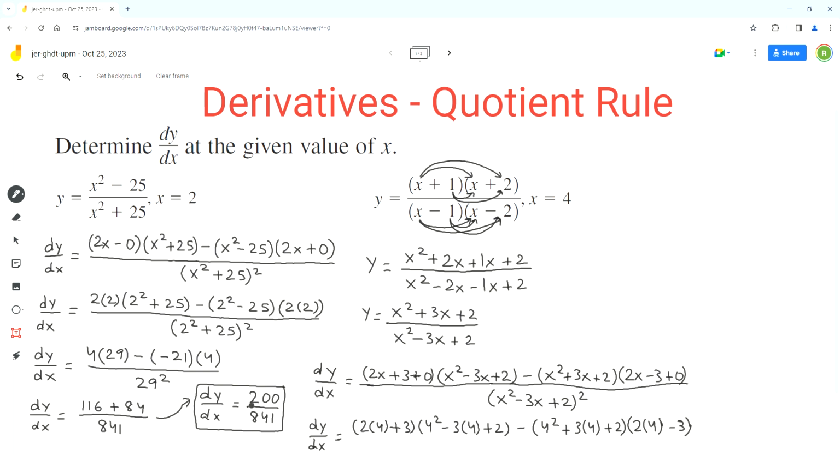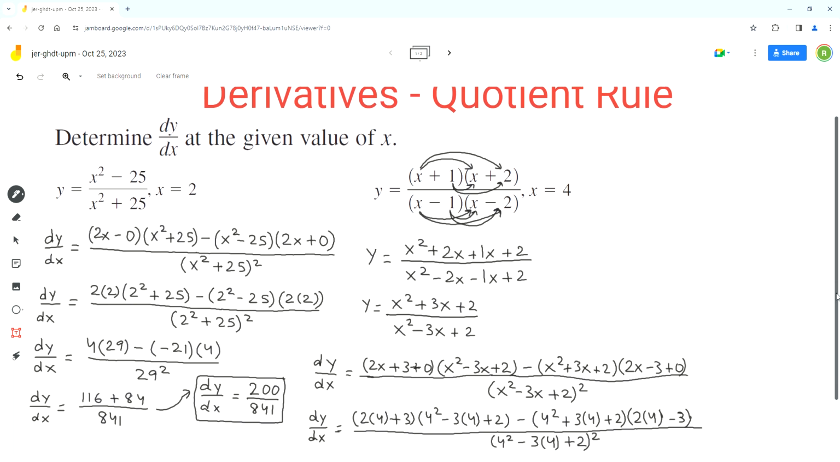So we can ignore the 0 over. So we get 4 squared minus 3 times 4 plus 2, and then close the parentheses and then square. So this is the expression we get after subbing in x as 4. Now we have to simplify this expression, so we can continue here.